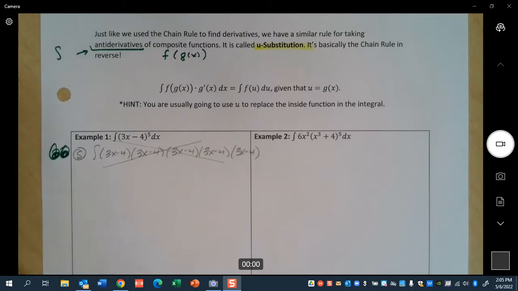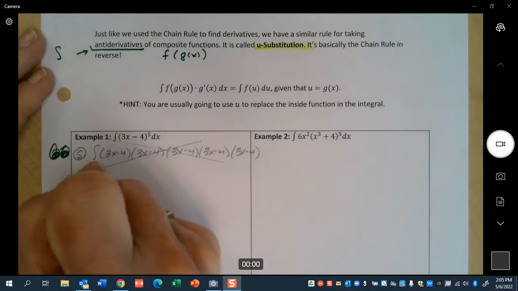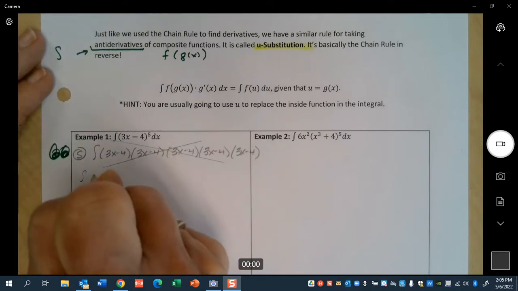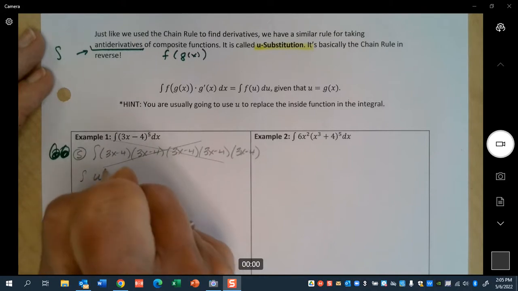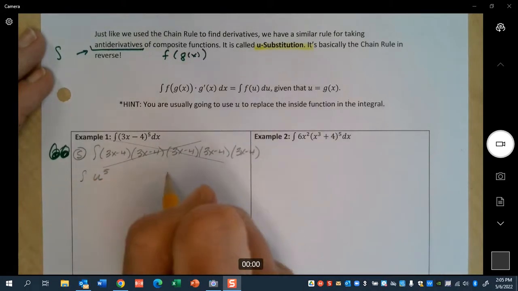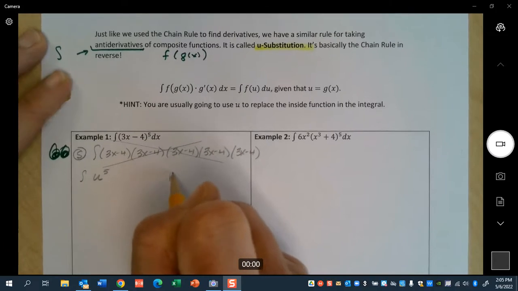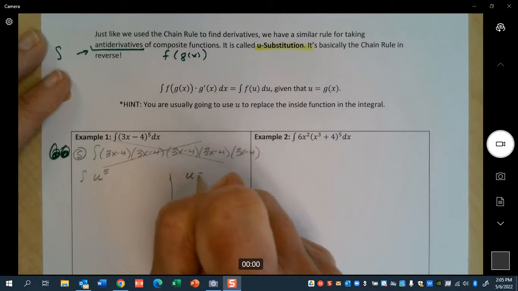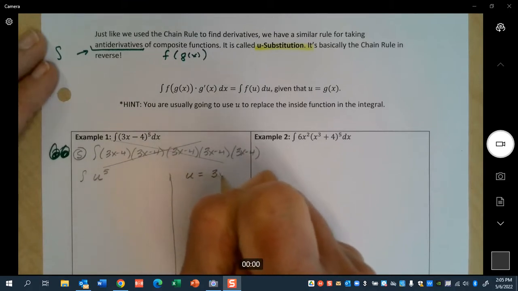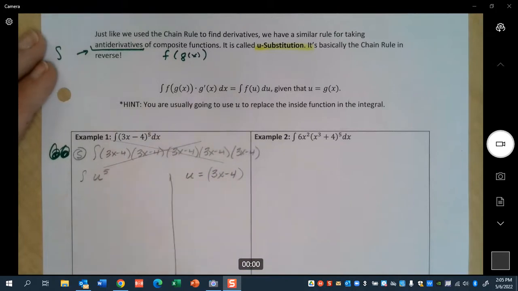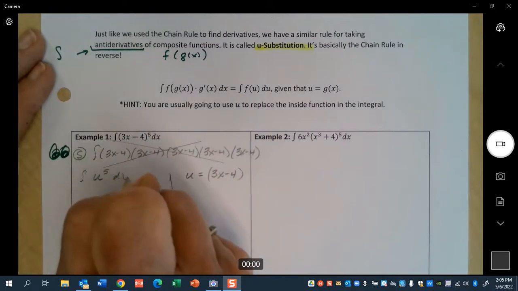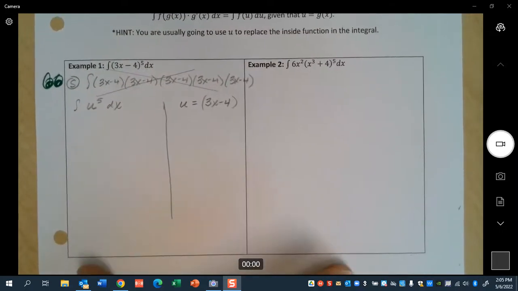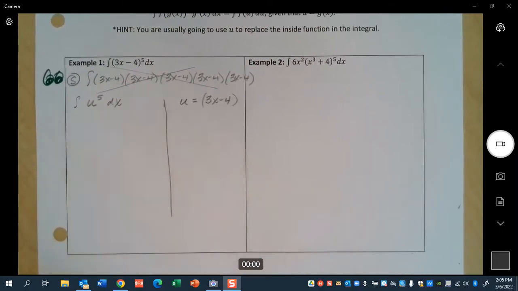Okay, so what we're going to do instead is integrate, and I am going to let u equal my inside. Over here on the side of my work, I'm going to say that u is equal to 3x minus 4. So when I go to integrate, I have something that looks a lot simpler than what I know how to do.